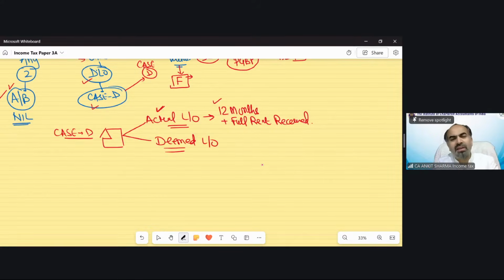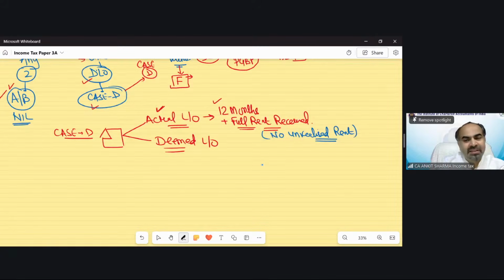There would be some other case applicable. And full rent received. That means the tenant has paid the full rental value. There is no bad debts of rent. Same as in case of business, like bad debts of debtors. So in this case, tenant is our debtor technically. So if there is no bad debt, we call it unrealized rent. That we can see no unrealized rent exists. That means full 12 months payment has been received.